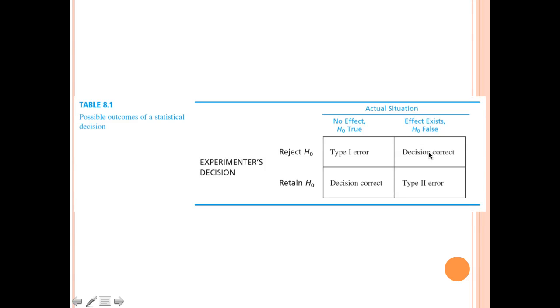So here is a cool table. If H0 is true, there's no effect, and you retain H0, you've made a correct decision. If H0 is true and there's no effect and you reject H0, you've made a type 1 error. On the opposite side, an effect does exist and H0 should be rejected, but you retained it. That would be a type 2 error. And then if you actually did reject it, that would be a correct decision.